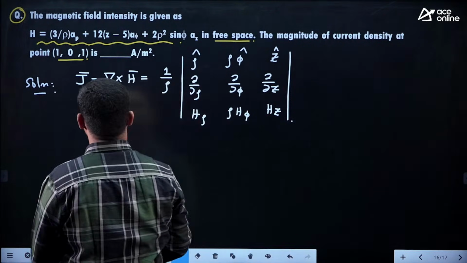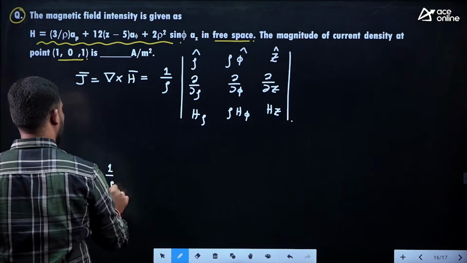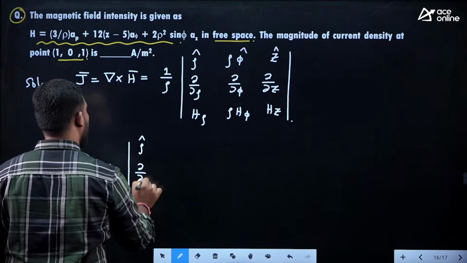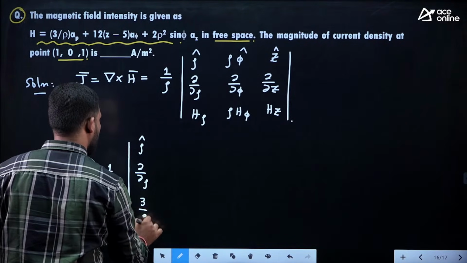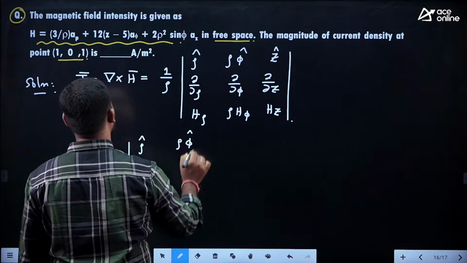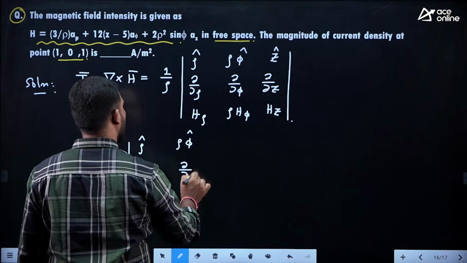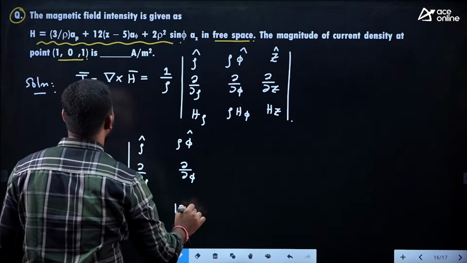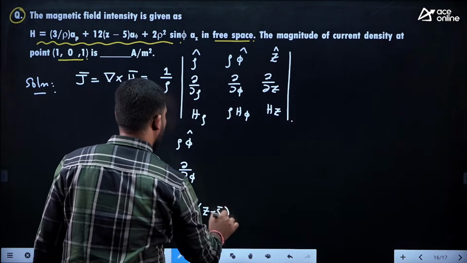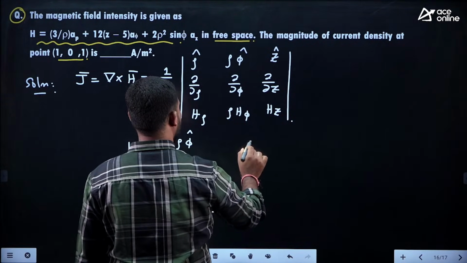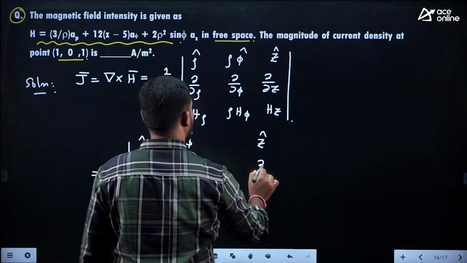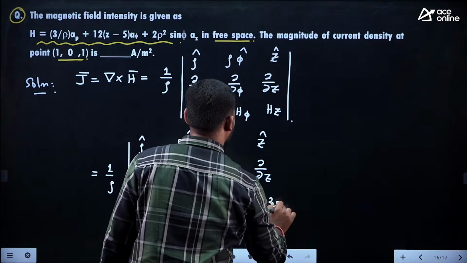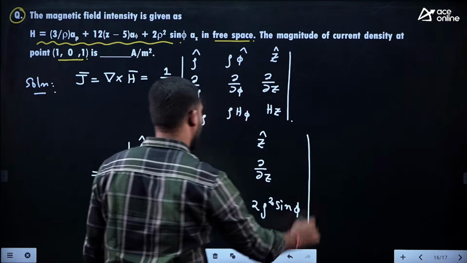So just substitute all the values properly here. So this is 1 by rho into rho cap, dou by dou rho. What is h phi? It is 3 by rho. So this is rho into phi cap, dou by dou phi. So the rho is multiplied with this one. So it is 12 into rho z minus phi. Yes, so it is z cap, dou by dou z into hz. What is hz? It is 2 rho square sin phi. So perform the determinant here.